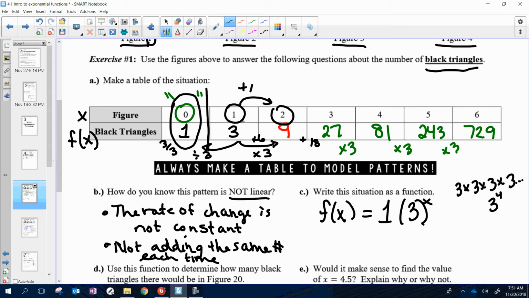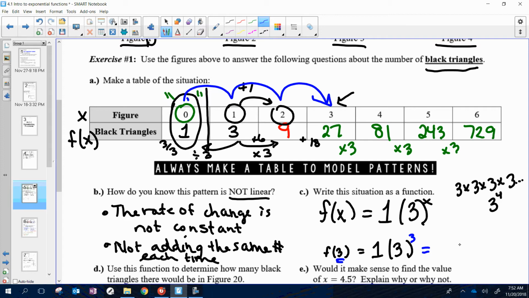So think about that. If you were at figure 3, for example, you would have 1 triangle that you started with, and you had to multiply by 3 to get to figure 3: 1, 2, 3 times. So your exponent would be a 3. That's what you're replacing the x with. And then you would end up with 3 to the 3rd power, which is 27.